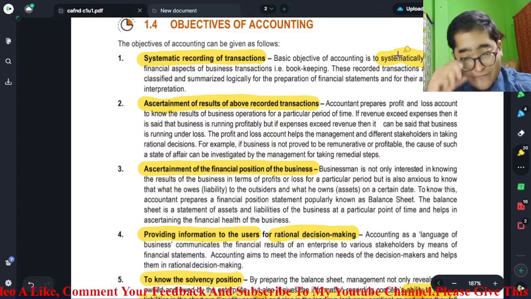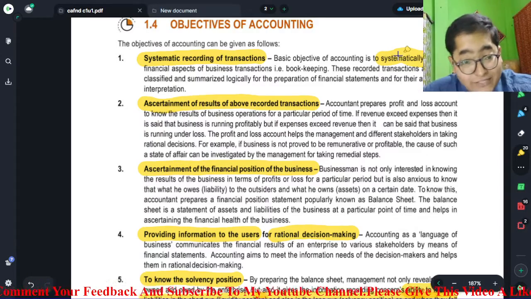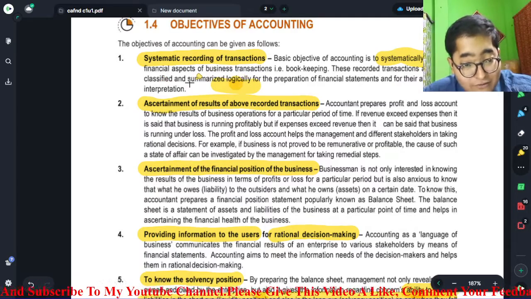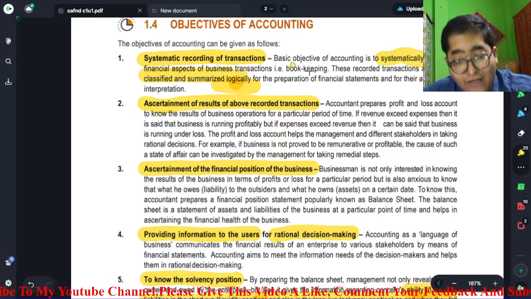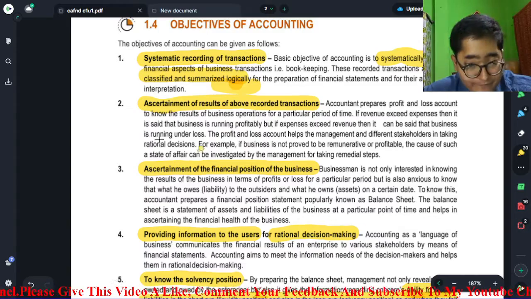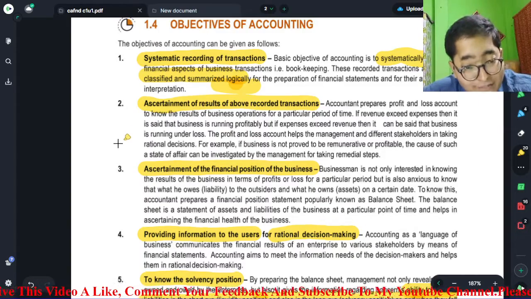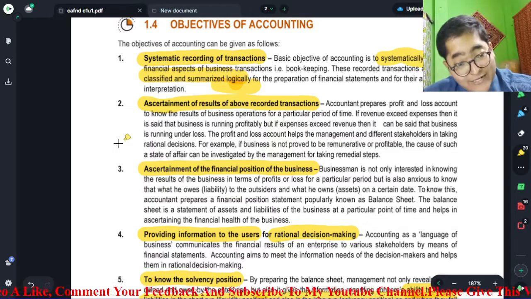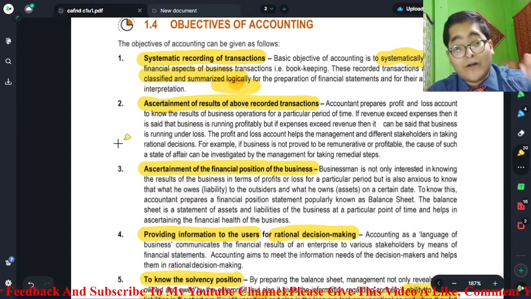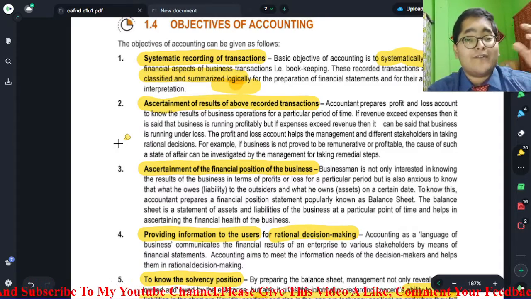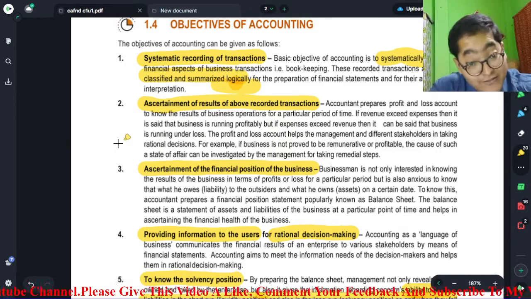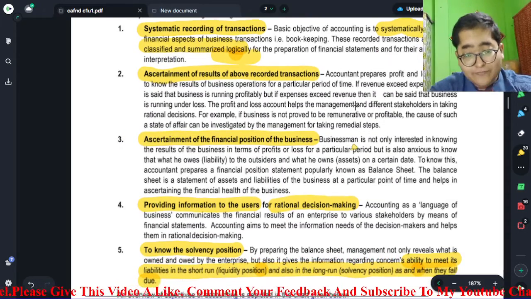recording of transactions. These recorded transactions are later on classified and summarized logically for preparation of financial statements and for their analysis and interpretation. Number 2, ascertainment of results of the above recorded transactions. The recorded transactions or monetary events should be analyzed to give a result. So the result should be ascertained from the above recorded transactions.